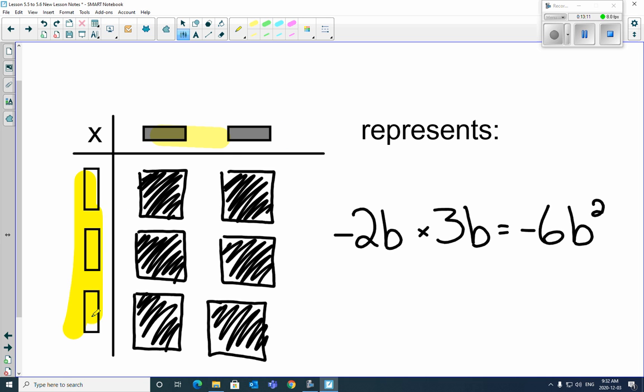Here down the side, we have positive 3b. And remember, a negative times a positive is a negative, so these are all going to be dark. And you can see we end up with 6b squared. Oh, that's kind of cool. Just a different way to represent what we did algebraically in a physical form. Okay, let's do one on the next page.